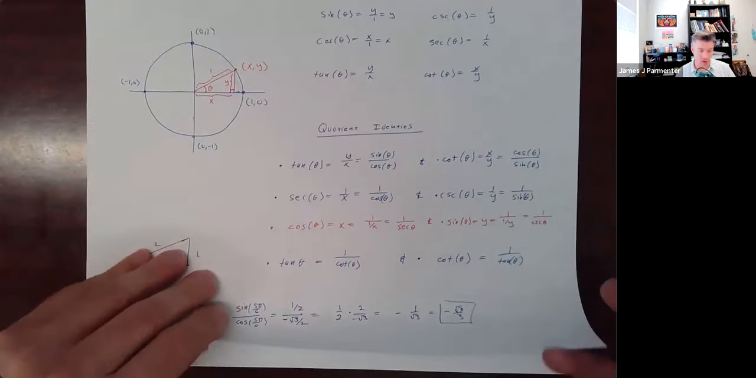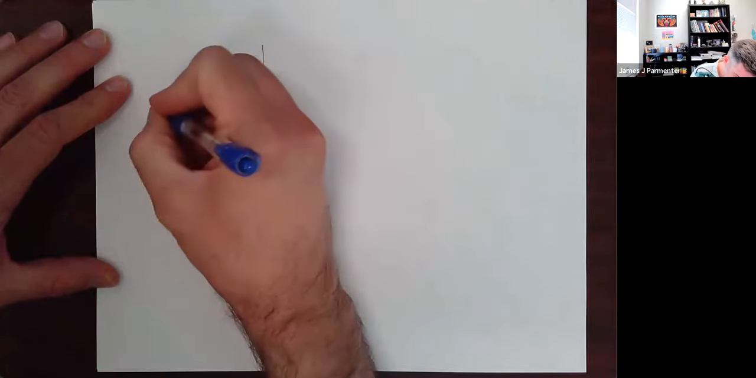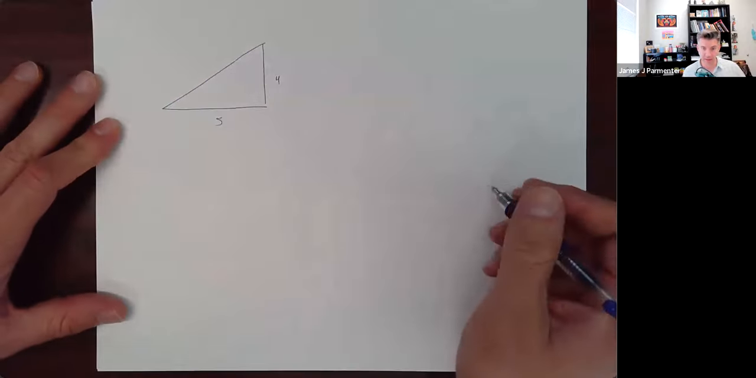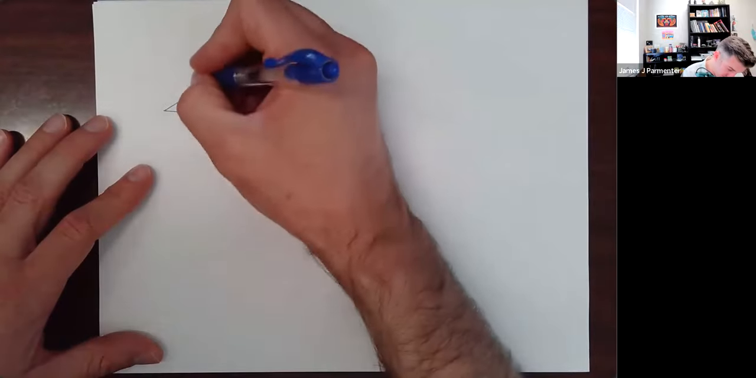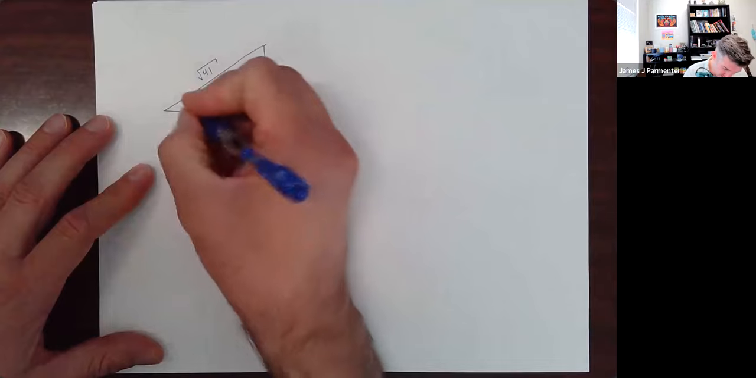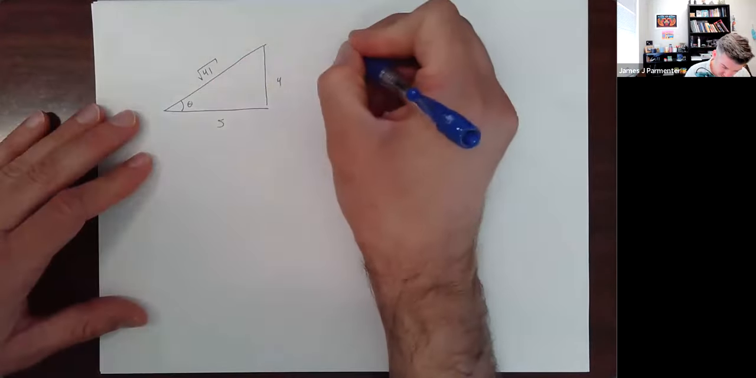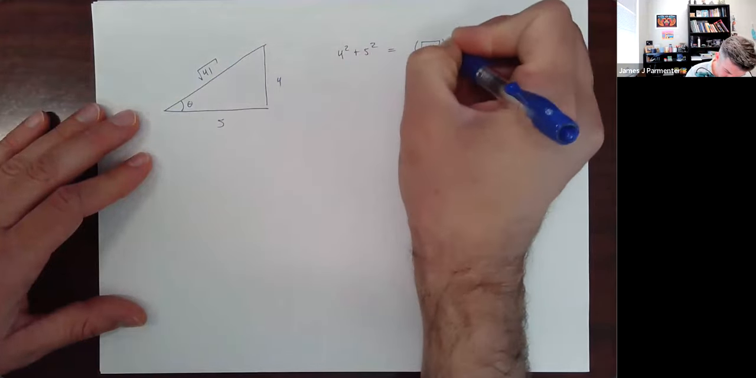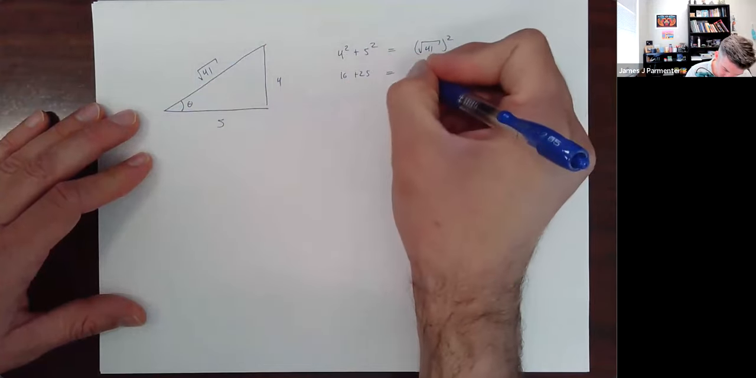So let me just draw any old right triangle and give myself some sides. So say we have this triangle. Let's say, I don't know, this side's 5, this side's 4, and using the Pythagorean theorem, this third side should be the square root of 25 plus 16, which is 41. Let's call this angle theta. We can check, right? 4 squared plus 5 squared equals the square root of 41 squared. 4 squared is 16, 5 squared is 25, square root of 41 squared is 41. Yep, that checks out.